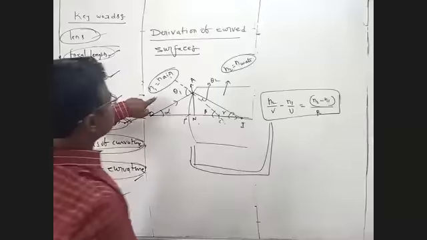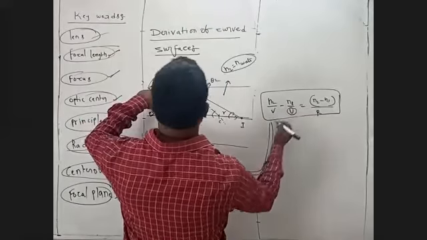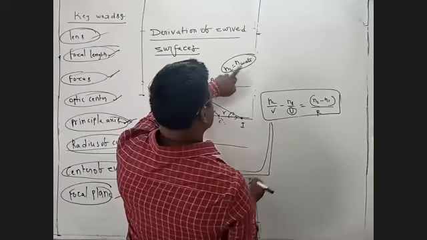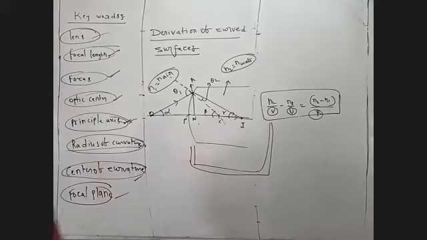Where is the object? The object is in air. So where is the image formed? In n2. The image is formed here. This is the radius of curvature. This is the derivation for a curved surface.